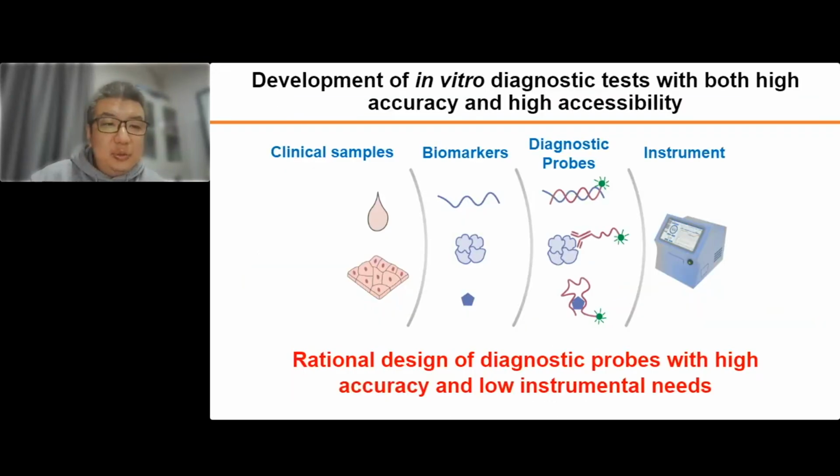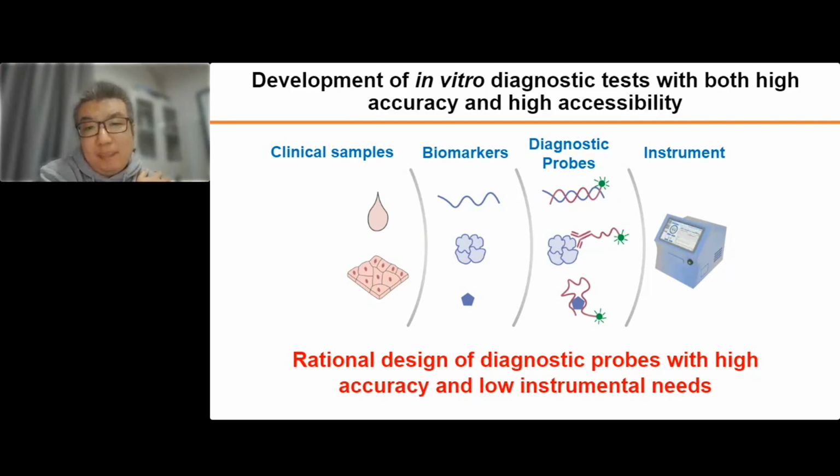So basically, to develop a diagnostic test, here I show a typical workflow for it. We have to consider 4 essential components. It involves the collection of clinical samples from patients, the recognition and the labeling of biomarkers in the clinical samples using the diagnostic probes, and finally, the detection and/or quantification using an instrument.